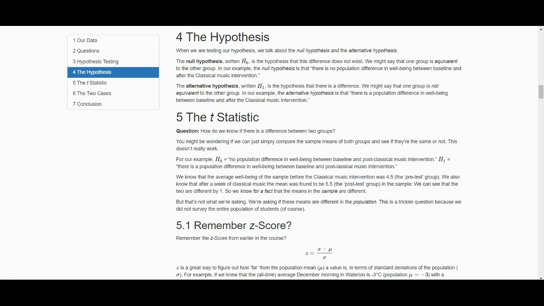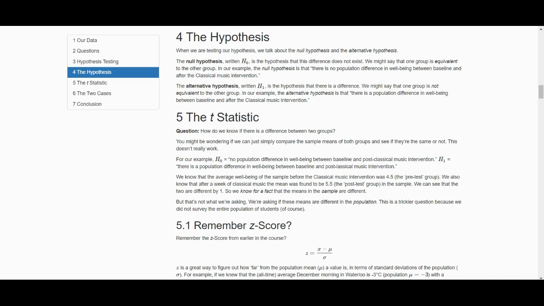So the hypothesis. When we're testing our hypothesis, we talk about the null hypothesis and the alternative hypothesis. Ideally, you've already seen these hypotheses before. The null hypothesis, written H0, is the hypothesis that this difference does not exist between groups. We might say that one group is equivalent to the other. In our example, the null hypothesis is that there's no difference in well-being between baseline and after the classical music intervention.